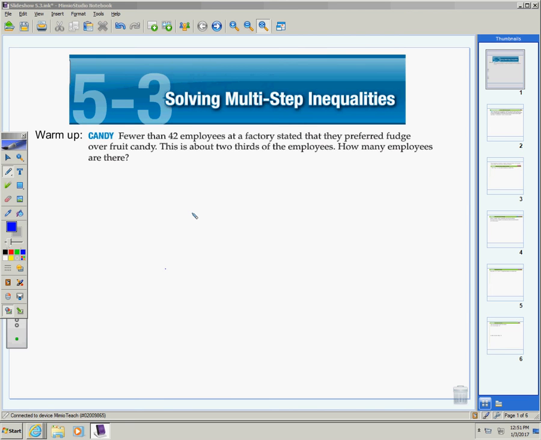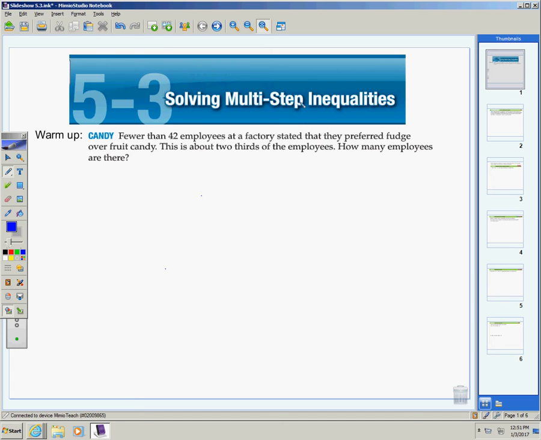Solving multi-step inequalities. Okay, the good news is it's literally no new skills. We have all the skills we need to do this because it's just like what we've been doing the past 2 days with solving inequalities. It's just we're going to have more than one step. And it's just like what we did with multi-step equations. The only thing to keep in mind is that rule with the negatives.